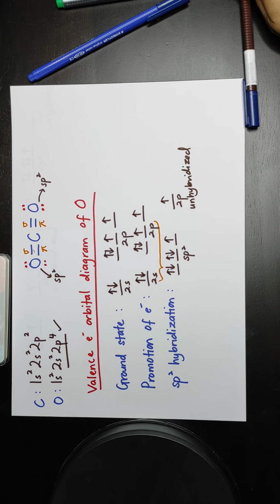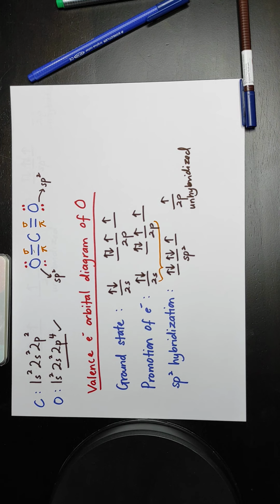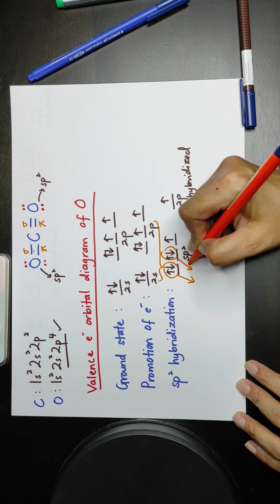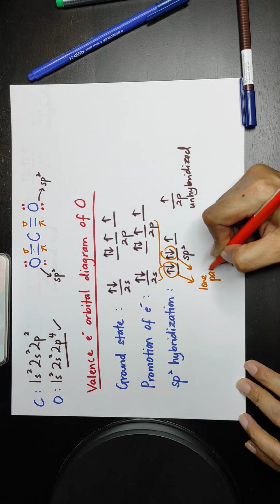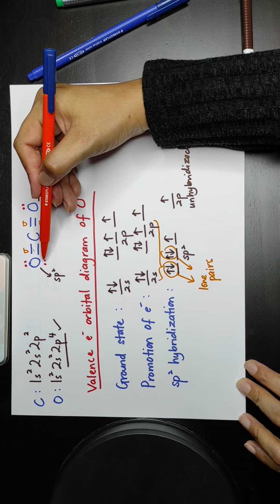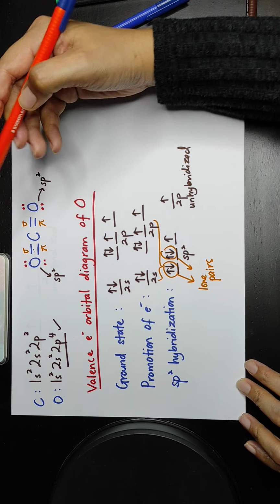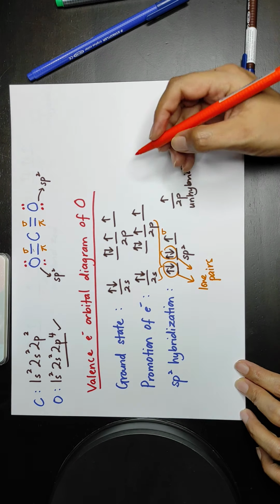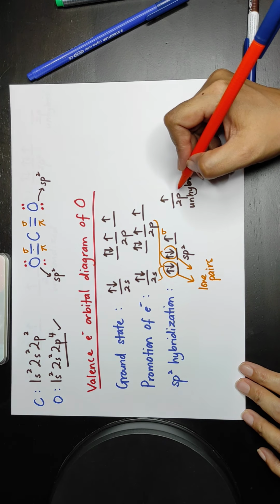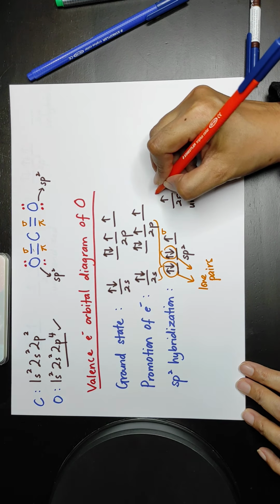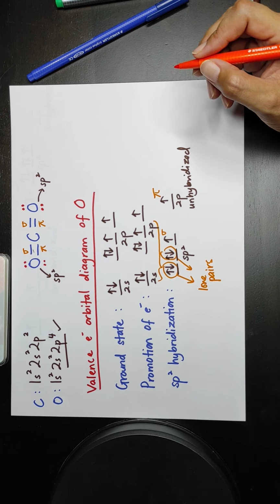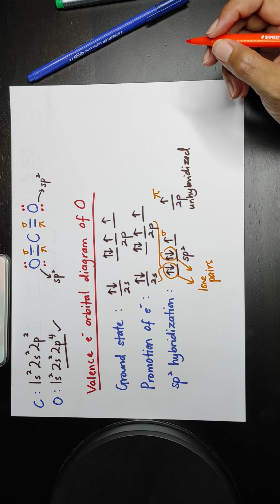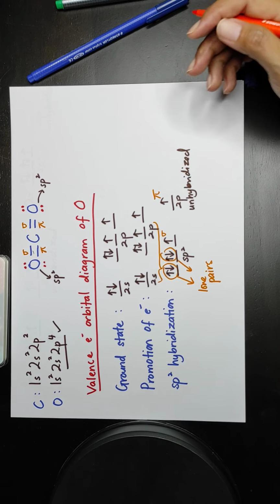Okay, and from the orbital diagram, the sp2 hybrid orbitals represent the lone pairs on the oxygen atom, this lone pair and also this lone pair, and this electron will be used to form the sigma bond. The electron which occupies the 2p unhybridized orbital will be used to form the pi bond with the carbon atom. Okay, so now let's draw and show the overlapping.